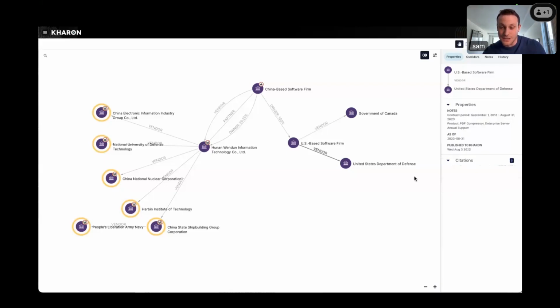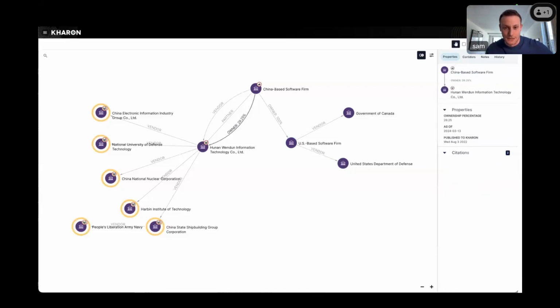And I can see with the DoD between 2018 and 2023, they had sold PDF compressors and enterprise server annual support. Now, the issue, to expand upon here, is that this company is the owner, vendor, and partner of Hunan Wendu Information Technology Company. So I can expand a little bit more on Hunan Wendu, and all to say that this Chinese-based software company that's selling in the DoD is maintaining this ownership and partnership with Hunan Wendu.